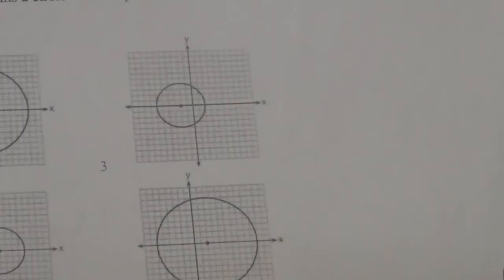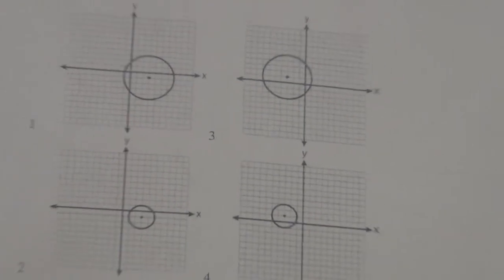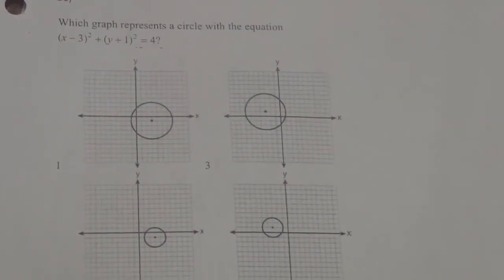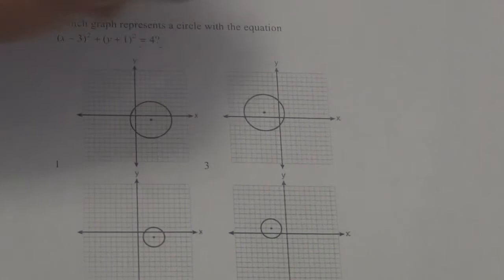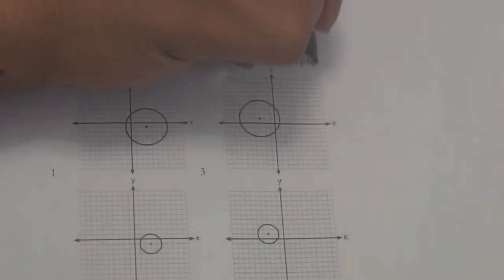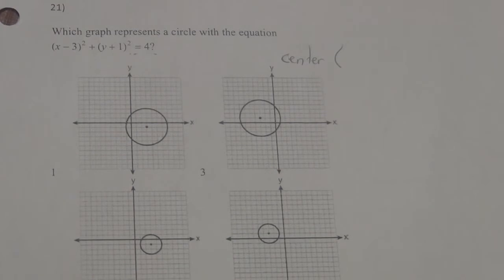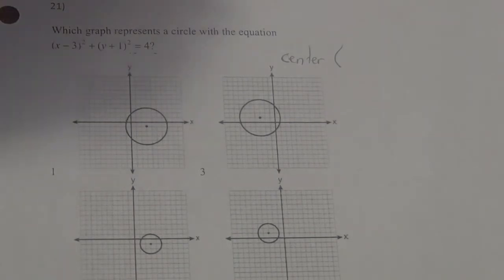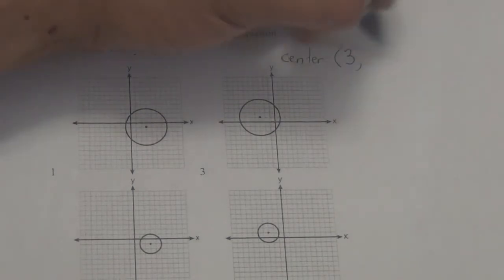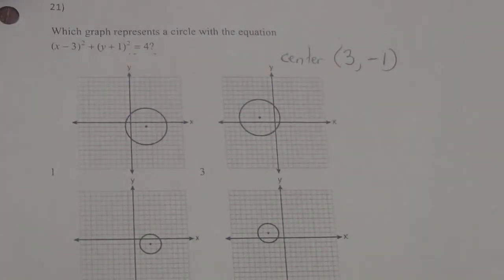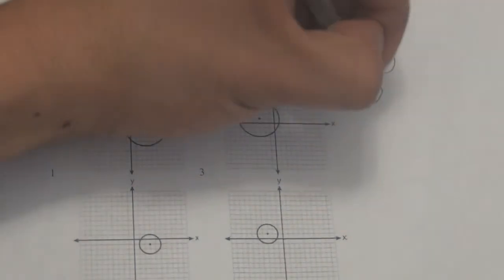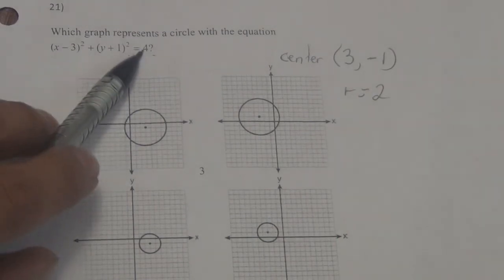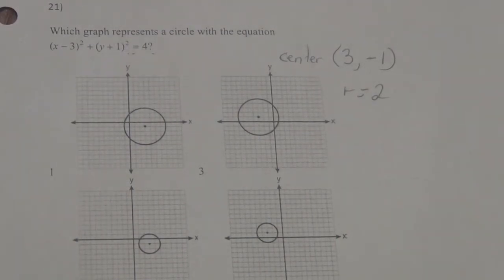Alright, let's move on to the next set of problems. Actually, this is the last set of problems, so I'm gonna have to let you do it on your own. Hurry up. Give me the answer to this problem right here. Center is what? Radius is what? Two, right? Because the square root of 4 is 2. So now make the right choice.